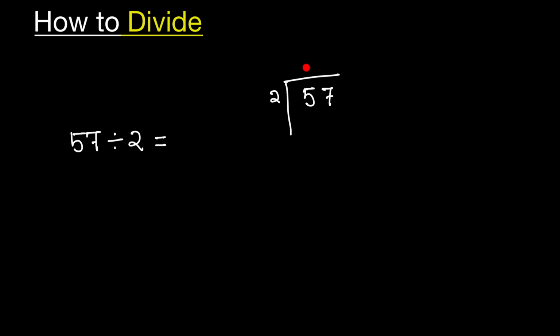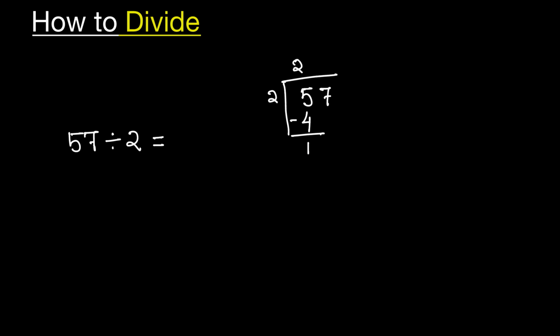We know that 2 times 2 is 4. Subtract, we get 1. Now this 1 is less than 2. That is why we need to bring down this 7 here. And we know that 2 times 8 is equal to 16. Subtract, we get 1.